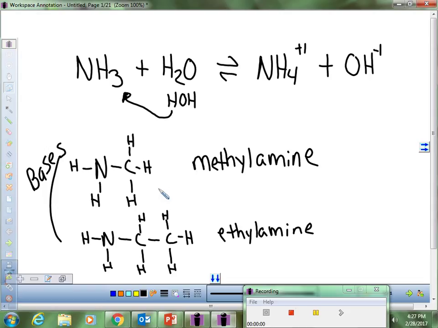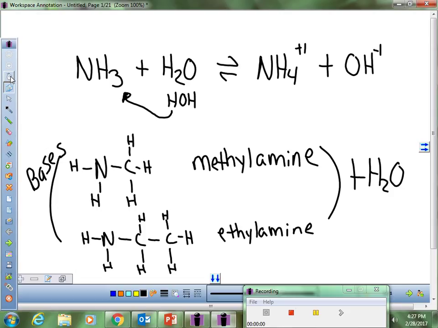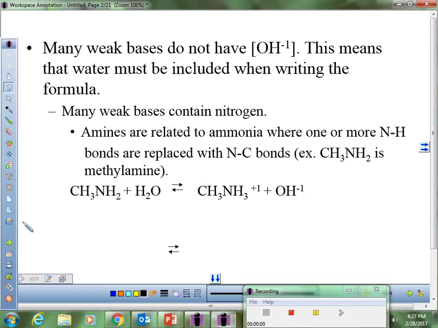Because you don't have a hydroxide, you're going to have to put them plus water as well. And you're going to see the same thing. You're going to see the hydrogen coming off, and it's actually going to attach itself to the end of the molecule. So we'll go to our slideshow presentation where you'll see how it's actually written. And writing them is kind of the hardest part for some of you.